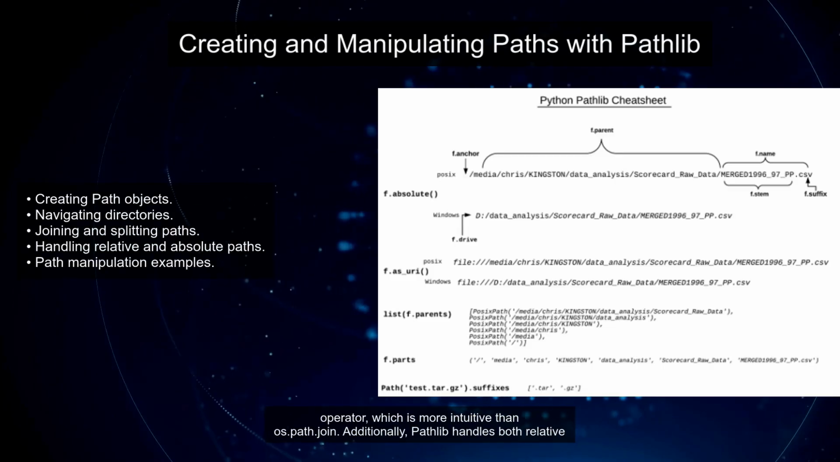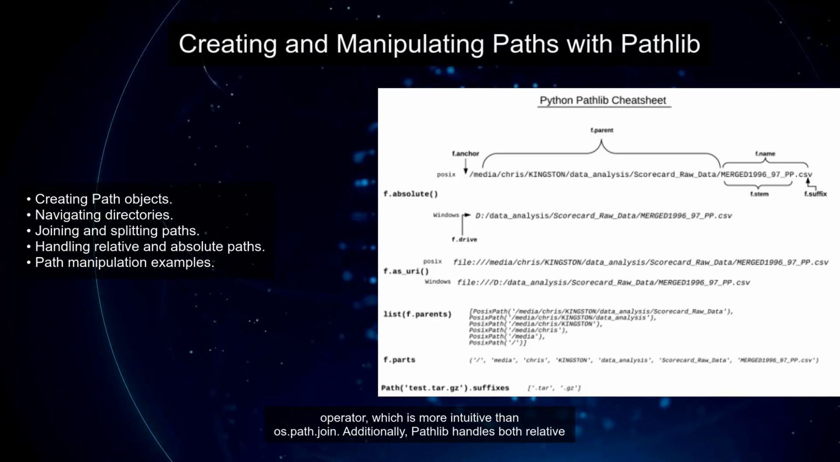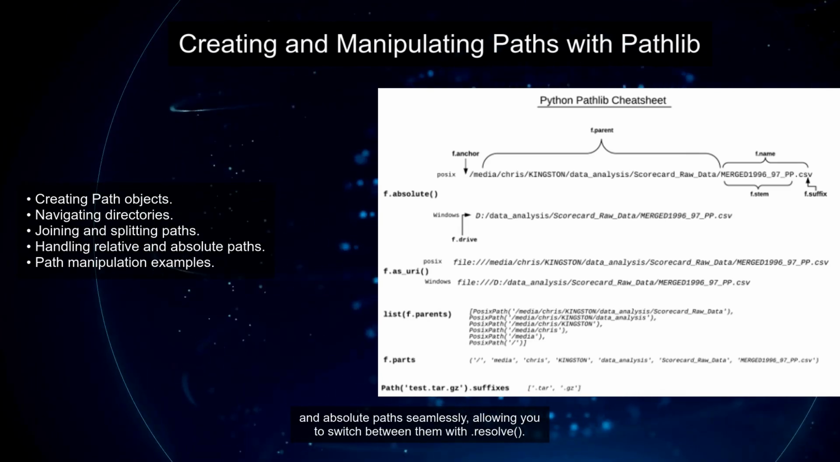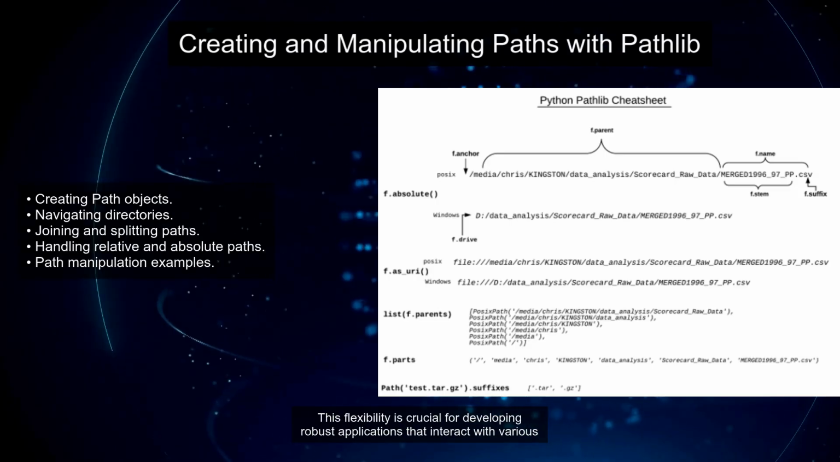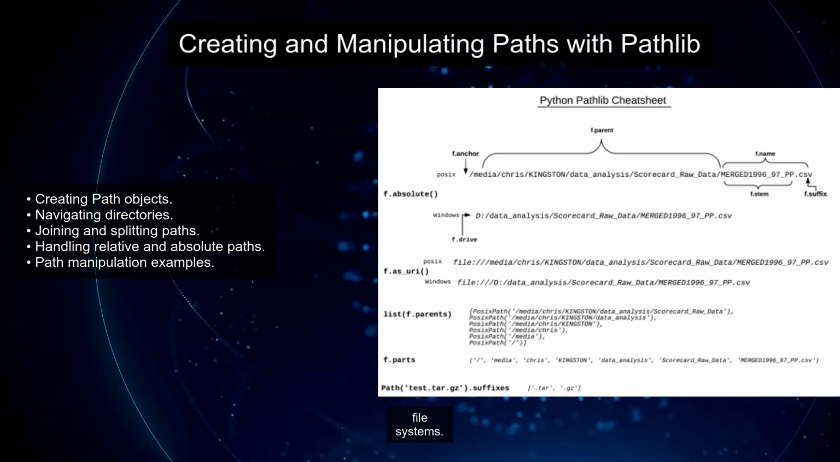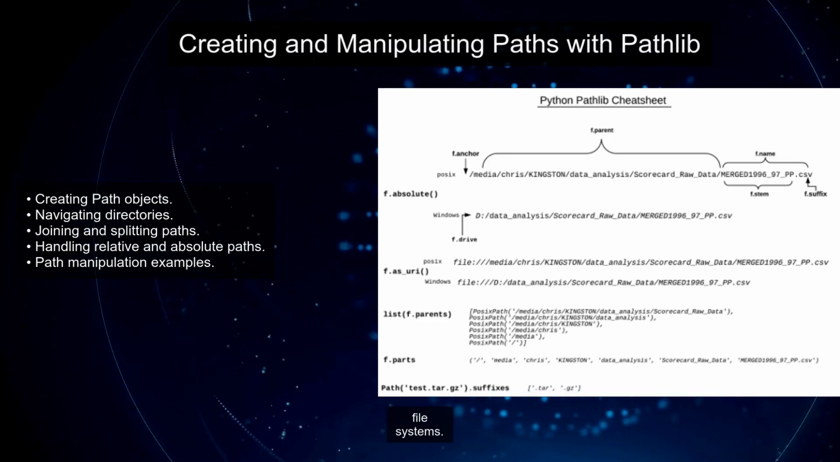You can join paths using the / operator, which is more intuitive than os.path.join. Additionally, Pathlib handles both relative and absolute paths seamlessly, allowing you to switch between them with resolve. This flexibility is crucial for developing robust applications that interact with various file systems.